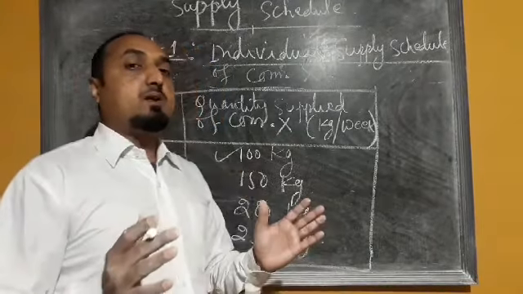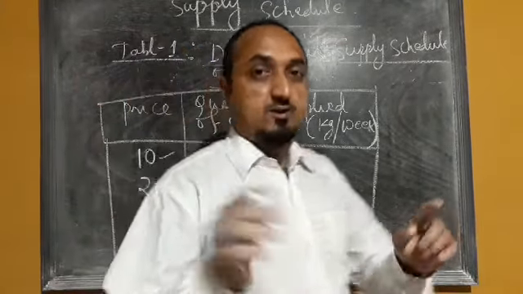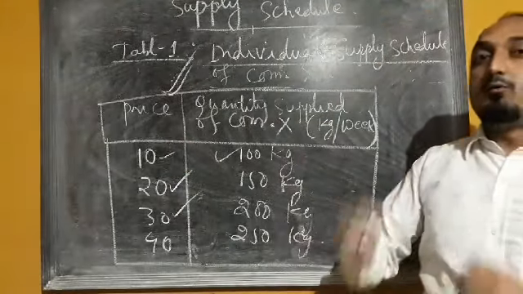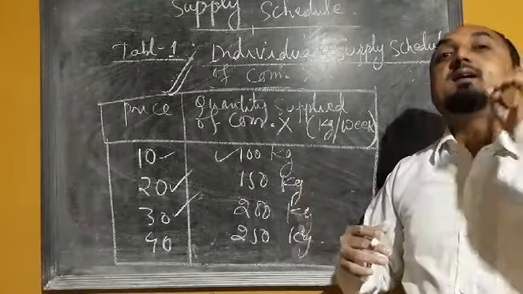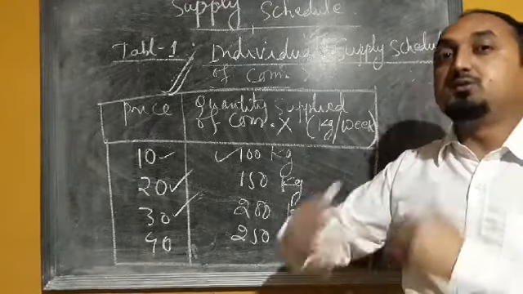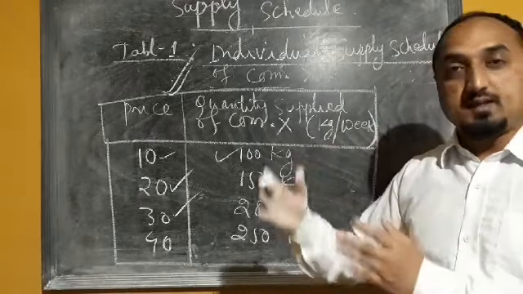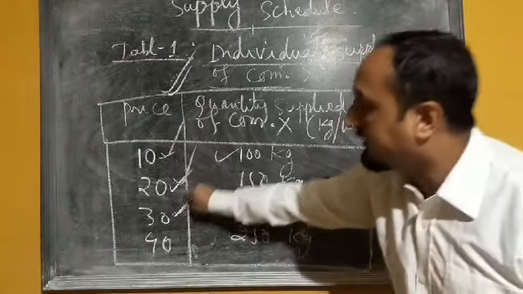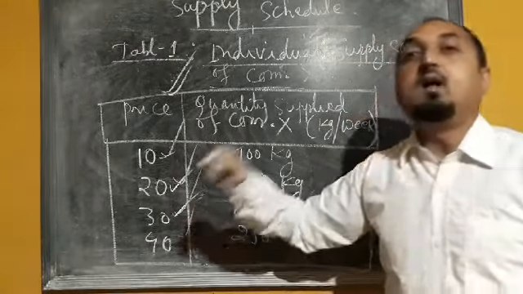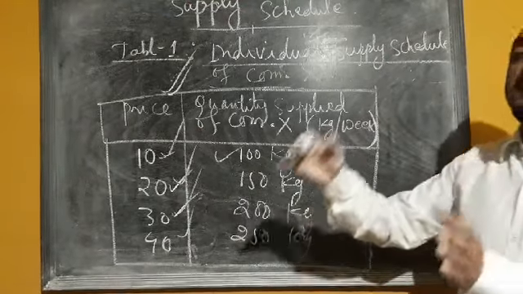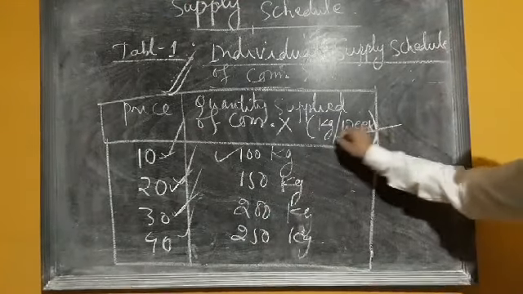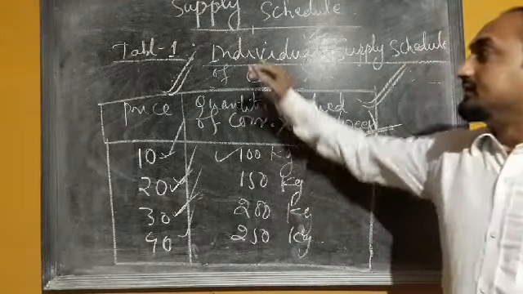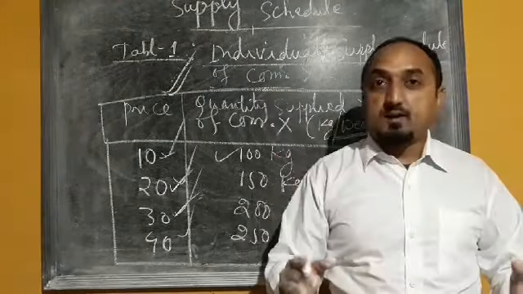So we can say that the individual supply schedule is also a tabular representation. You can see that it is in tabular form, which shows the various quantities that an individual producer is producing and offering for sale at different prices. We can see the different prices 10, 20, 30, 40, these are all the different prices during a given period of time. What is the given period of time? Per week is the given period of time. So this is all about the individual supply schedule.